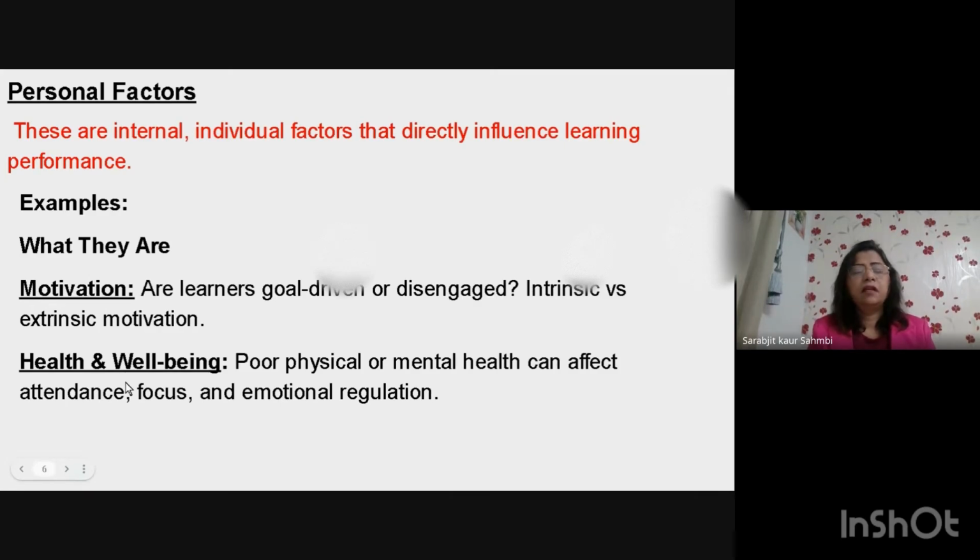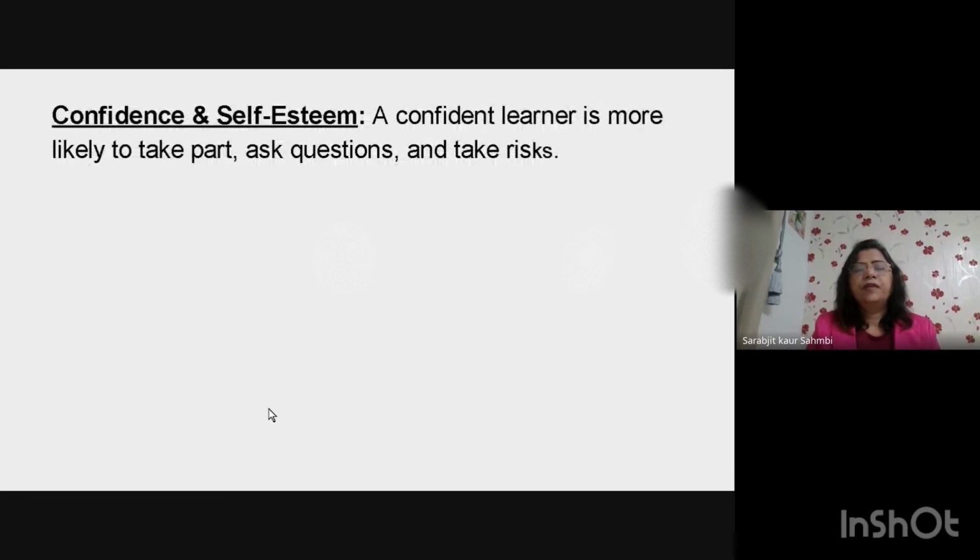The next factor is health and well-being. A person's health and well-being can also stop the learner from being engaged in class. Poor physical or mental health can affect attendance, focus, and emotional regulation. So you need to keep an eye on the health and well-being of your learners. Next, we have confidence and self-esteem. This is also a personal factor. A confident learner is more likely to take part, ask questions, and take risks. You see such a learner taking part and doing whatever you say with interest.